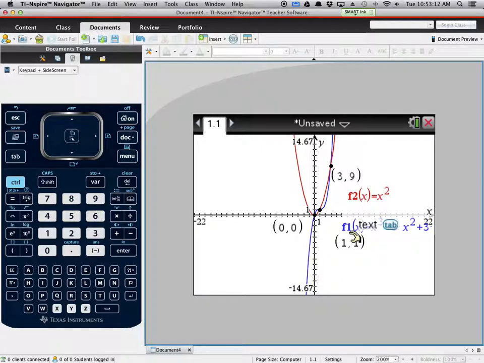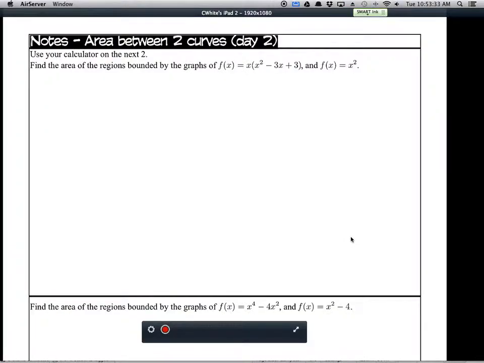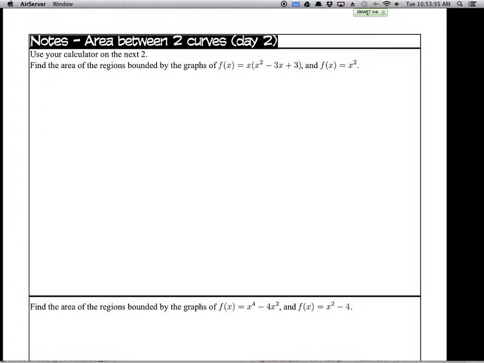All right, so how many integrals will I need? Two. Okay, and the first one's going to go from where to where? 0 to 1. And what needs to be on top? The x cubed needs to be on top. So the first one is from 0 to 1, and the x cubed needs to be on top.